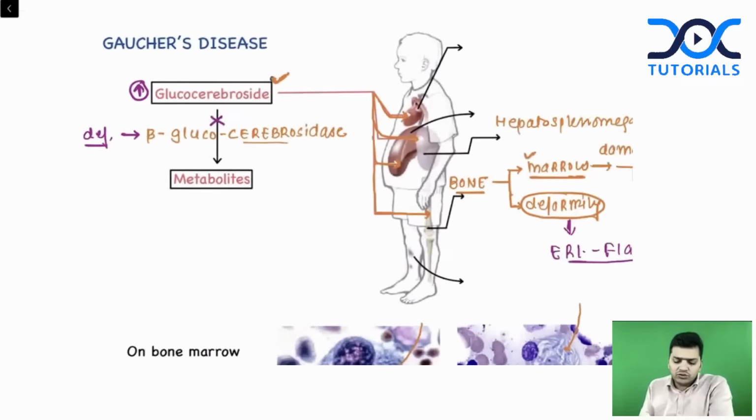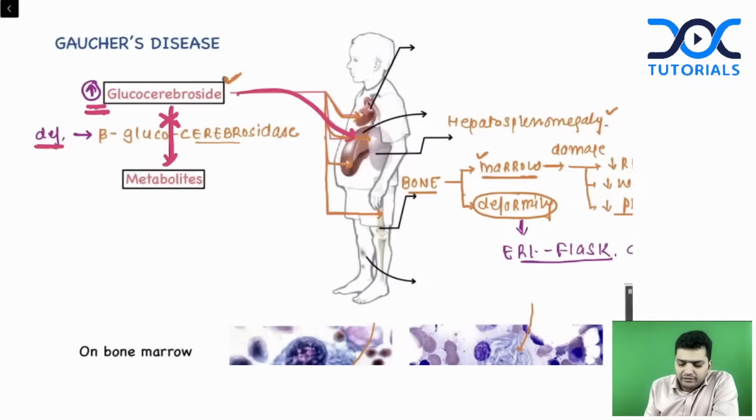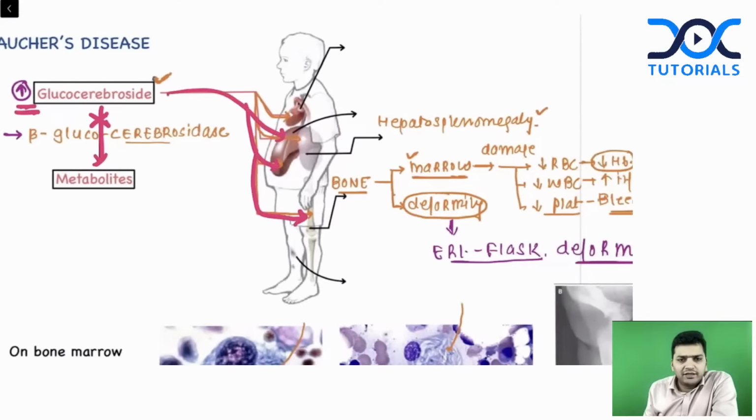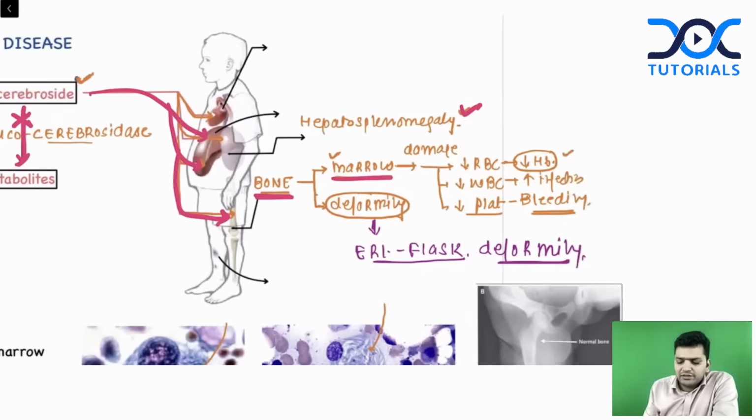Normally, the glucocerebrosides are metabolized by beta glucocerebrosidase. If this enzyme is not there, the glucocerebroside will not be metabolized, and it will accumulate in different places. It can accumulate in the liver, spleen, and bone marrow. If it accumulates in the liver and spleen, there's going to be hepatosplenomegaly. It will accumulate in the bone, so the bone marrow will be damaged, and if the bone marrow is damaged, there can be anemia.